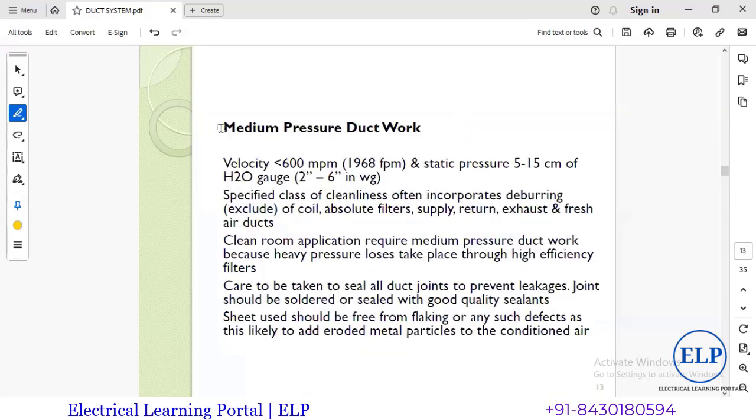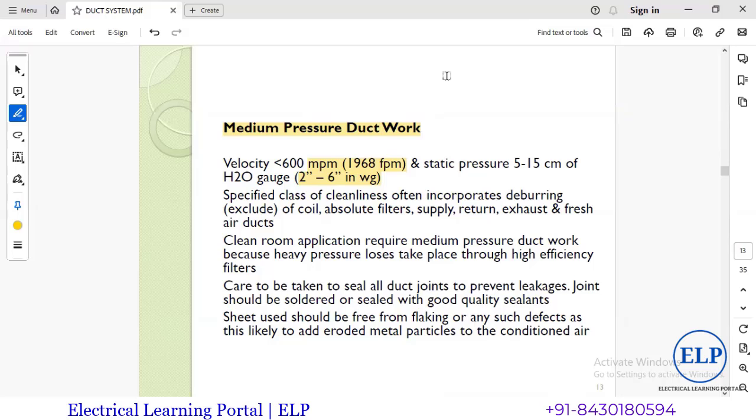Similarly, another type of system is medium pressure or medium velocity ductwork. Here your velocity will remain 2000 FPM, but your static pressure will increase from 2 inches to 6 inches. Where do we use this medium pressure ductwork? In operation theaters and pharmaceutical laboratories. These are the areas where we use this type of system.